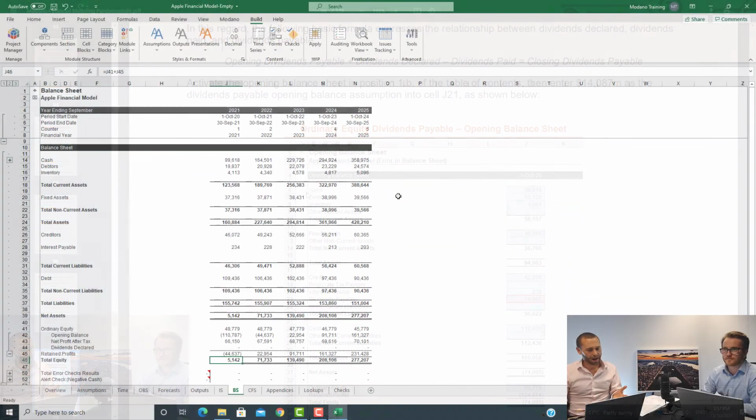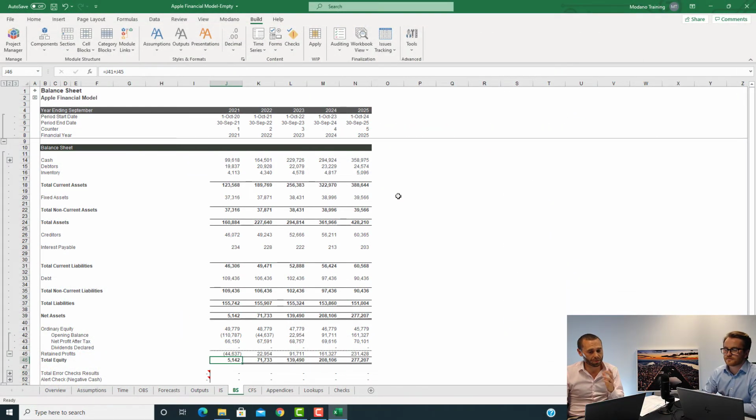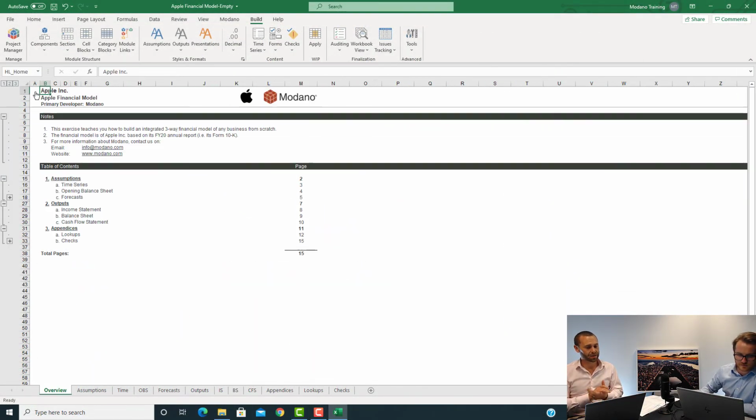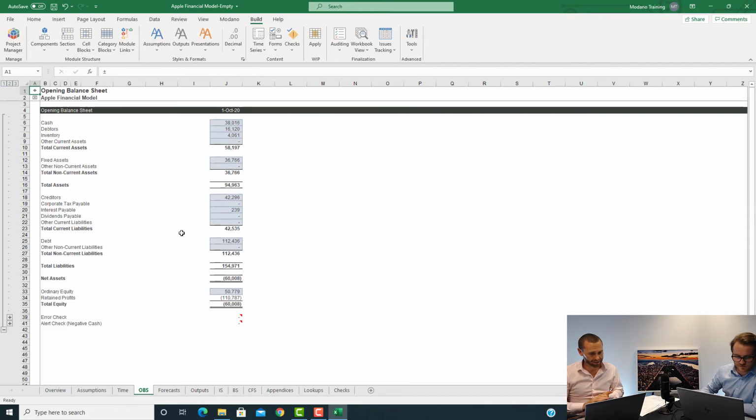Okay, so after activating the balance sheet, let's go to the opening balance sheet and let's enter the dividends declared of 14,087 in cell J21. So the dividends payable, that's 14,087. Balance sheet's gone off again because now we have a dividend declared amount. We don't have dividends declared or dividends paid in the balance sheet. Okay, so now let's go.